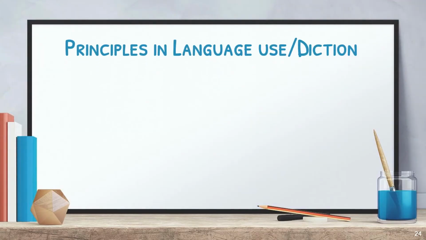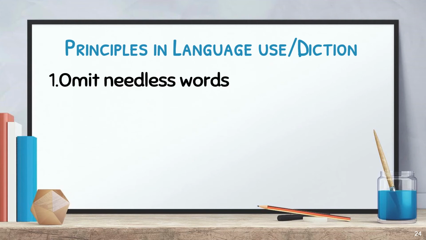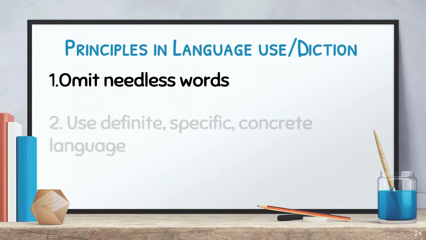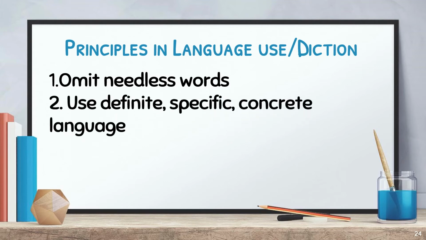We now proceed to the principles in language use or diction. Number one, omit needless words. Meaning to say, you're going to use brief words or phrases to make the statements shorter and more direct. Number two, use definite, specific, concrete language. You need to prefer definite to vague, specific from general, and concrete from abstract.